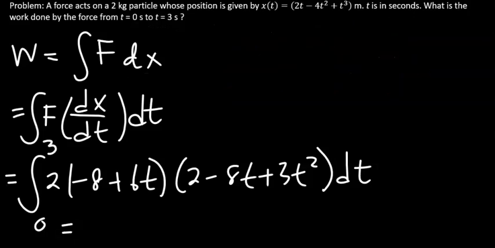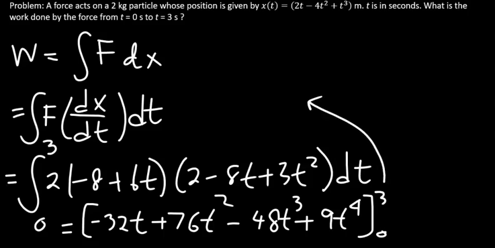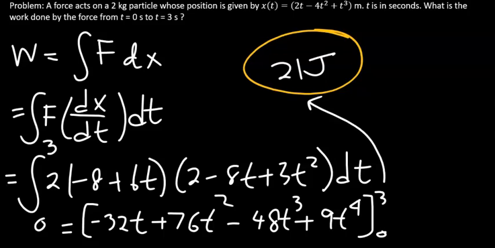Upon doing this integral, you will get minus 32t plus 76t squared minus 48t cubed plus 9t to the power 4. And the lower limit is 0, the upper limit is 3. Substituting the limit, you will get 21 joules. And that's the answer. And that solves the problem.